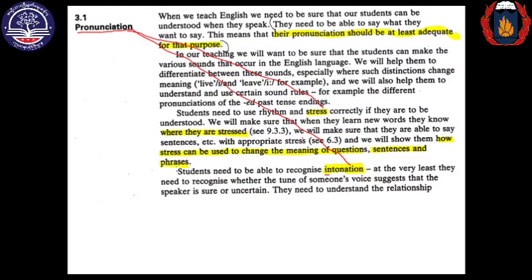His handsome face. His handsome face. Stress depends on the beat. When stress is changed, it can also change the word from noun to verb. So when we are talking about pronunciation, stress and intonation are also important. As an English teacher, we should know this.